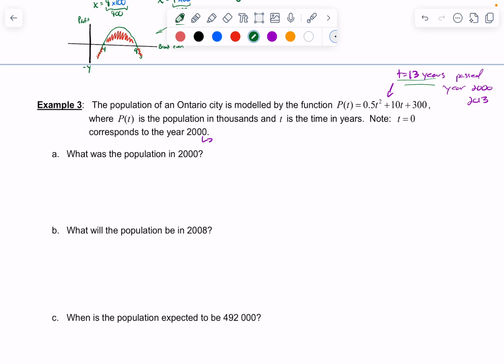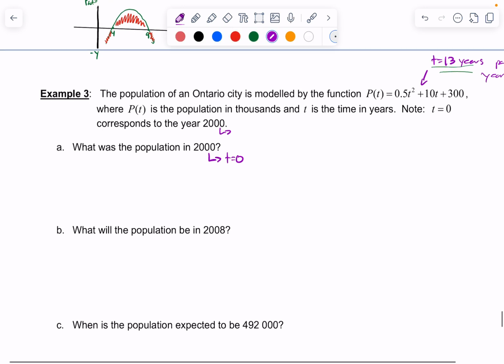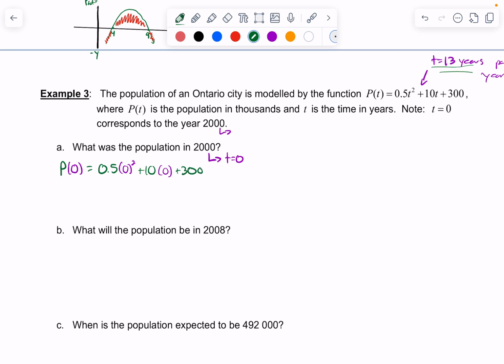So what was the population in 2000? Okay, so here it's giving you a time. It's saying in 2000. Well, year 2000 corresponds to when T is 0, right? Given right here. So we are given our P of T equation, and you're just substituting in 0 for T. So you have your P of T equation, which is 0.5 T squared, so 0 squared, plus 10 T, so 0, plus 300. So this goes to 0, this goes to 0, so you're just left with your C value, your y-intercept, your initial value, so 300. But again, it's measured in thousands, so you need to multiply this by 1,000. So the initial population is, therefore, 300,000 initially.